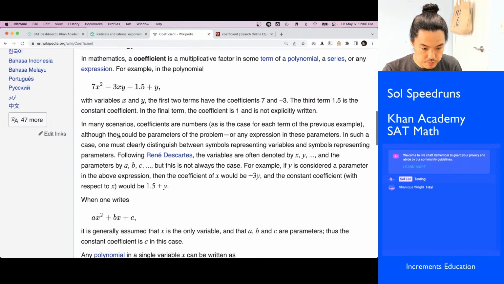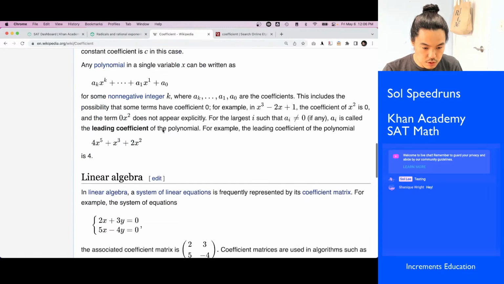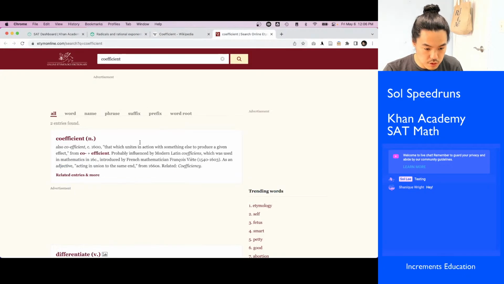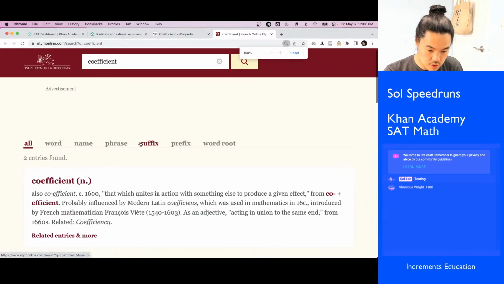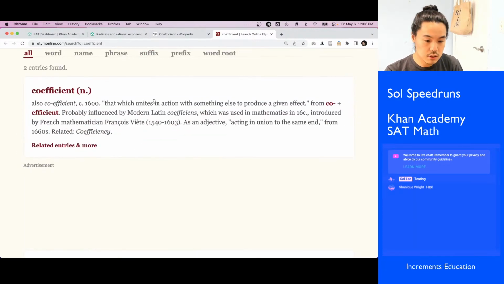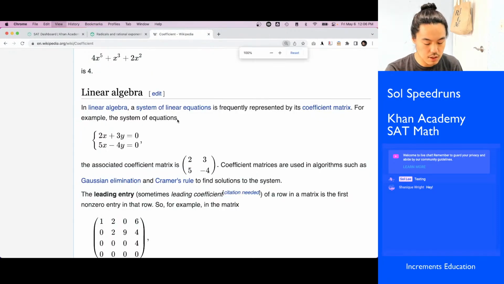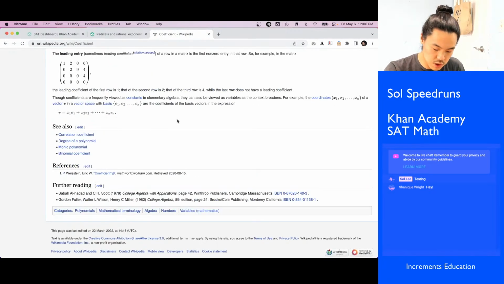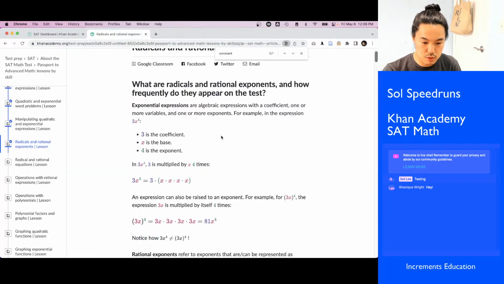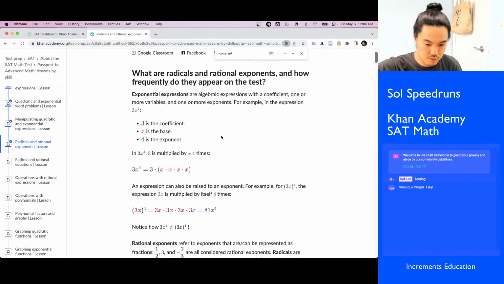Terminology. When was the word coefficient first used? Okay, Wikipedia doesn't tell you. Okay, that which unites in action to produce a good. Okay, that makes sense. That will help me remember what a coefficient is, because I literally do not. Okay, a coefficient is the thing that creates the effect along with the variable. It co-effects.